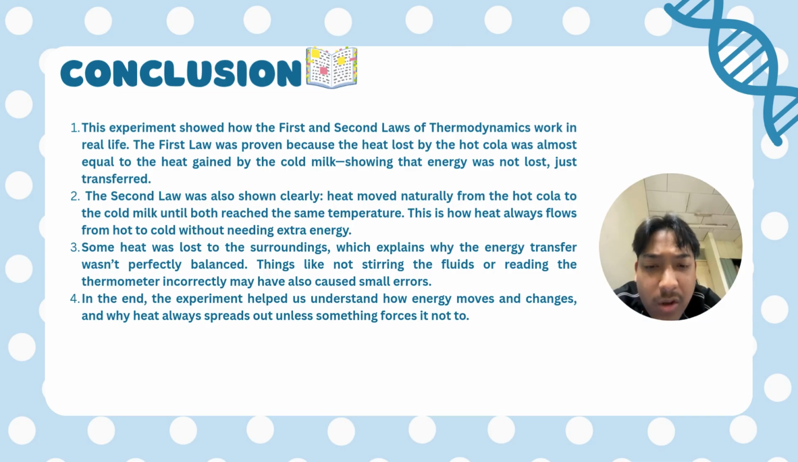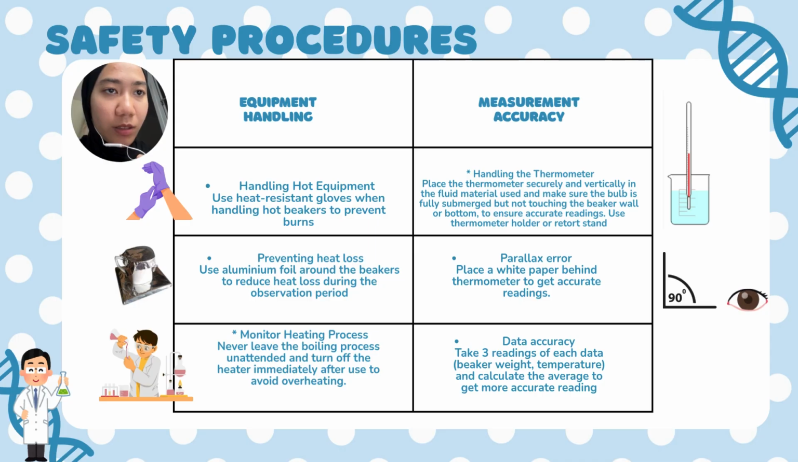Some heat was lost to the surroundings, which explains why the energy transfer wasn't perfectly balanced. Things like not stirring the fluid or reading the thermometer incorrectly may have also caused small errors. In the end, the experiment helped us understand how energy moves and changes, and why heat always spreads out unless something forces it not to.